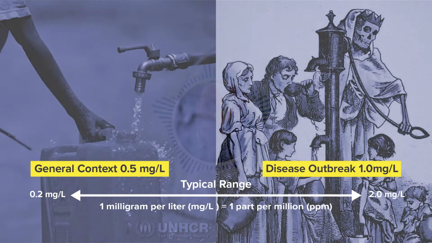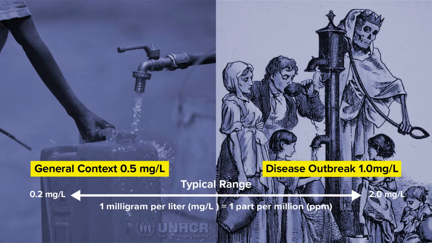Free chlorine is reported in milligrams per liter or parts per million, and typically ranges from 0.2 to 2.0, above which the taste may be considered unpalatable. UNHCR recommends a target of 0.5 milligrams per liter during normal refugee operations and a target of 1.0 milligrams per liter during disease outbreaks.